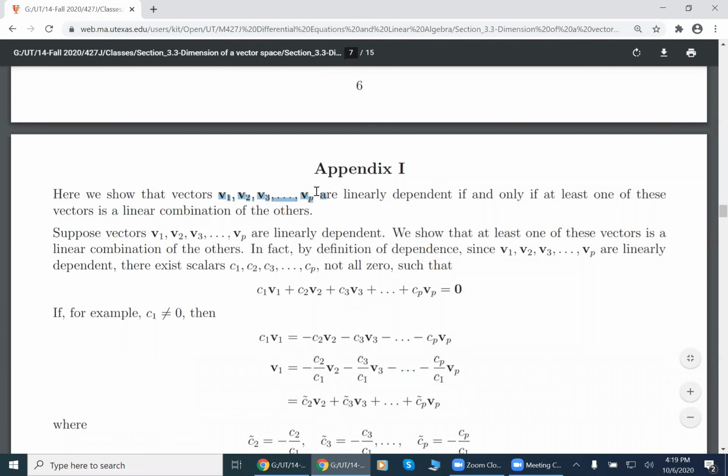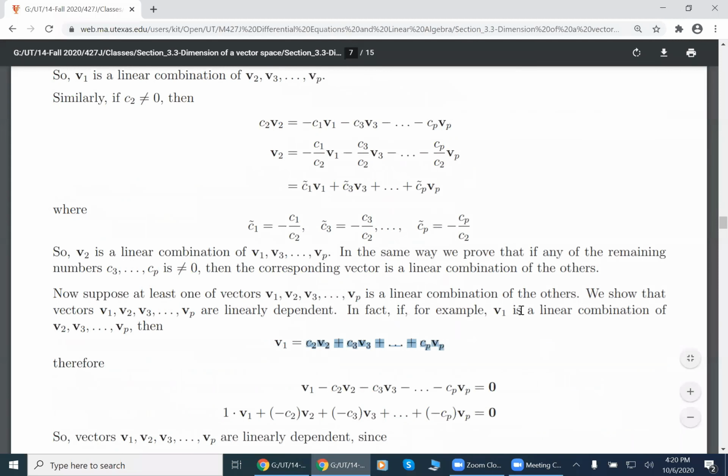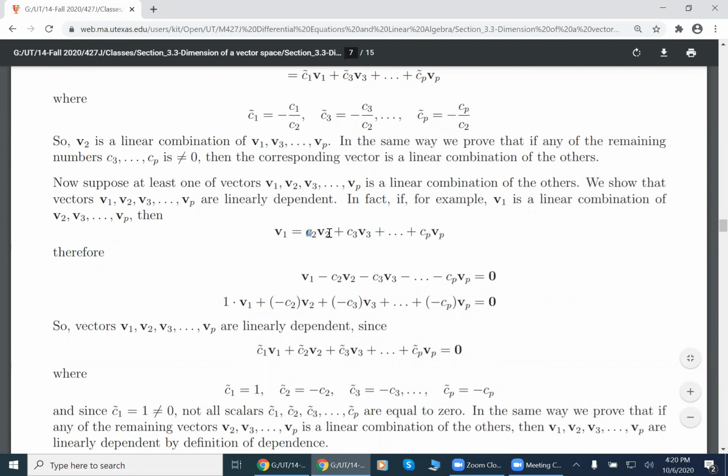So this implies this. Now vice versa. Suppose at least one of these vectors is a linear combination of the others. For example, suppose V1 is a linear combination of V2 and so on VP. In this case, first move this to the left, and rewrite what is written here as 1 times V1 plus negative C2 times V2 and so on.